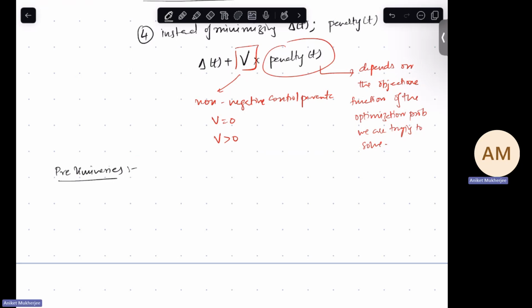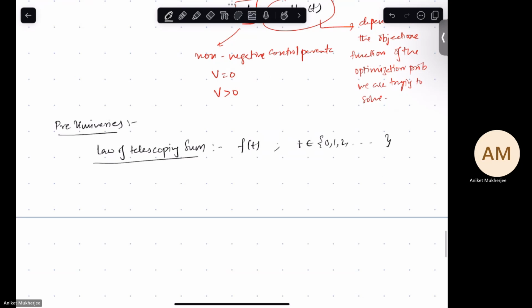So, some of the key concepts that we will look through right now. One is the law of telescopic sum. Suppose you have a function f of t defined over integer times, so t belongs to 0, 1, 2, and so on. We have at any time t, the summation over tau equal to 0 to t minus 1 of f of tau plus 1 minus f of tau. This is equal to f of t minus f of 0.